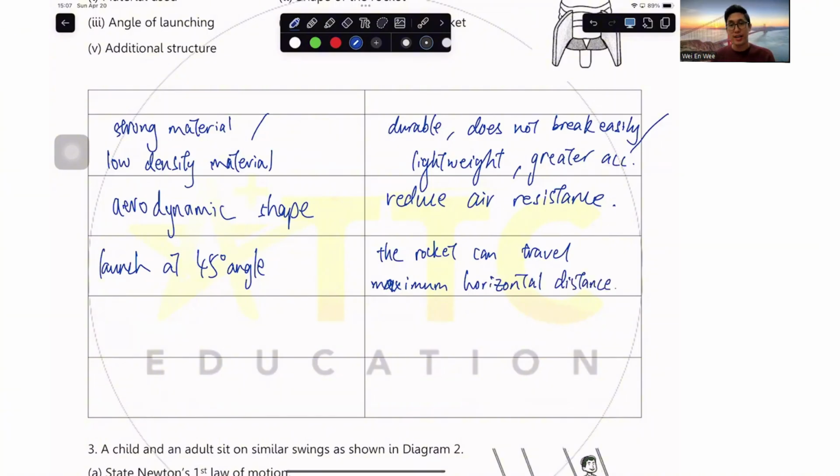Okay? The rocket can travel maximum horizontal distance.